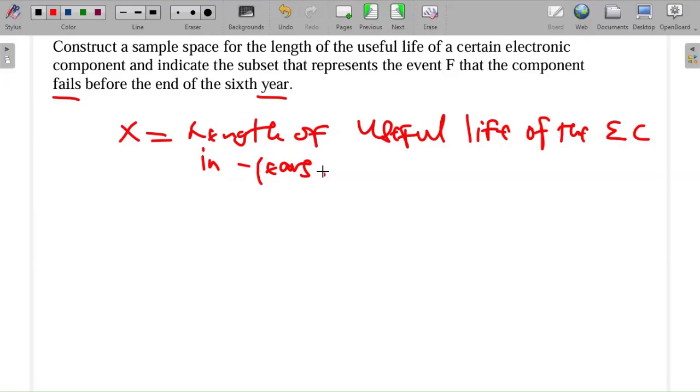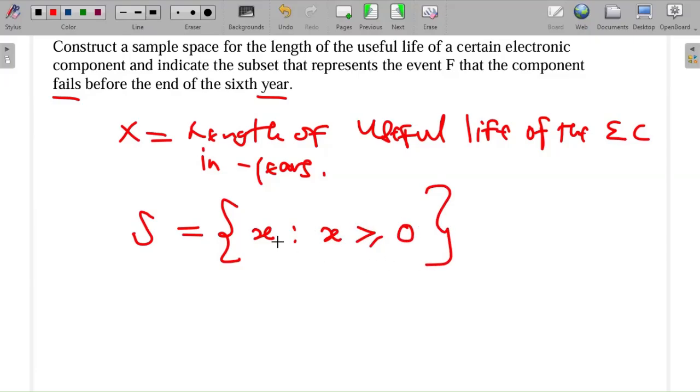Now we know that for this length of useful life, we're just measuring time. How long does this electronic component survive? We're just measuring time, and time can never take a negative value. So the sample space will be continuous, and it simply equals the set of X such that X is greater than or equal to 0, because X is the length of useful life of the electronic component in years.